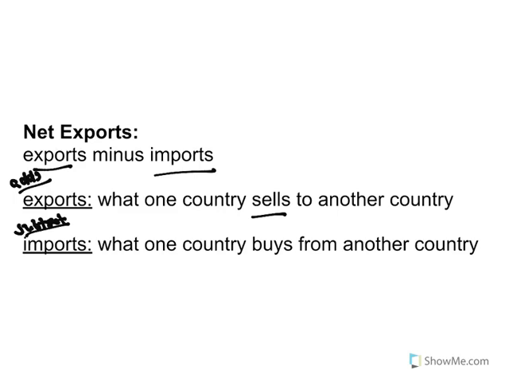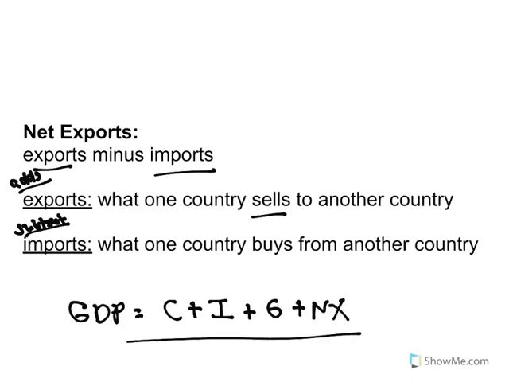under the expenditure approach. So once again, GDP is equal to C plus I plus G plus NX. This formula, very important. Bring it to memory, keep it there, and you'll be just fine.